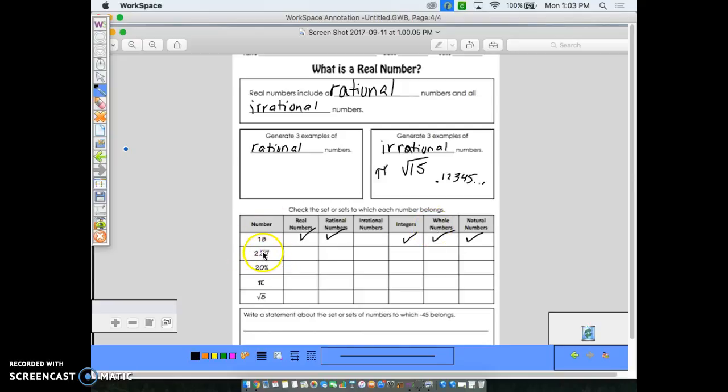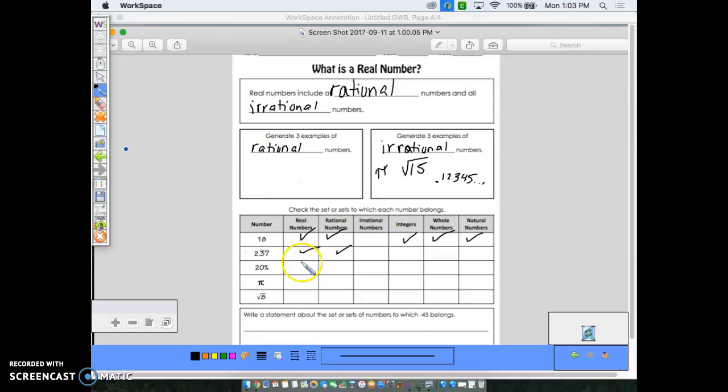2.37, the 37 is repeating. That's what the bar notation right here means. It repeats. That makes it a rational number. If it did not repeat but did not terminate, it would be irrational. 20% as a decimal is 0.2. Let me back up here. 0.23 repeating is not an integer. It is not a whole number. It is not a natural number. It's just a rational number and a real number.